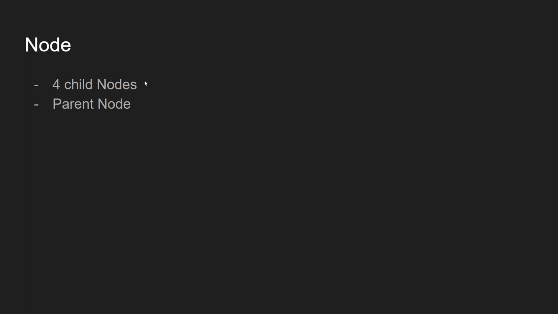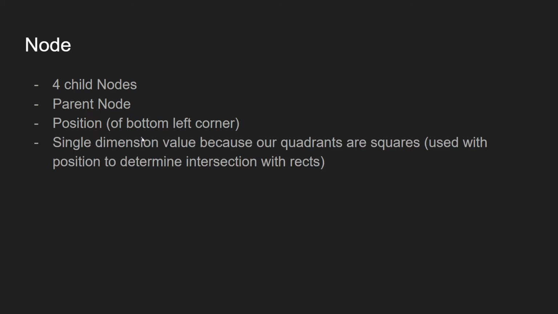So they have 4 child nodes. They have a parent node, which is important. We'll need that to know how to merge stuff. They store a position of their bottom left corner and a single dimension value. Our quadrants are always going to be squares. As we'll see when we start implementing this, that's actually a requirement just to make this all work. They have to be square, and they have to be of a certain multiple of size. But yeah, so this position and dimension will just be used to check whether or not stuff is actually contained within that node. And then they have a list of elements. And again, the list of elements will only contain stuff if they have 0 active child nodes. But if they have 4 active child nodes, then the list of elements will be empty.